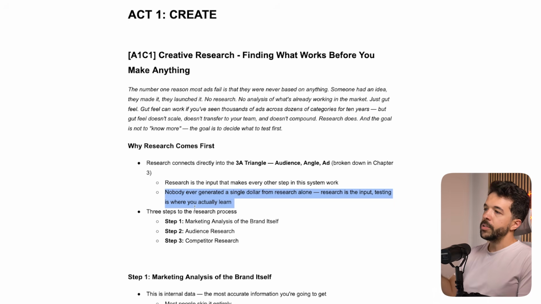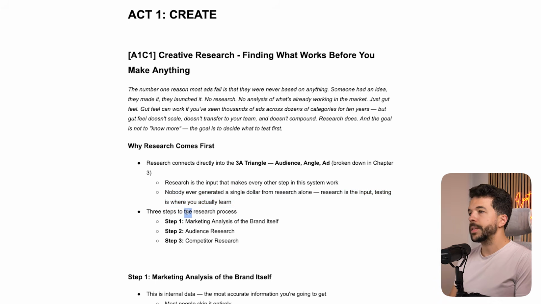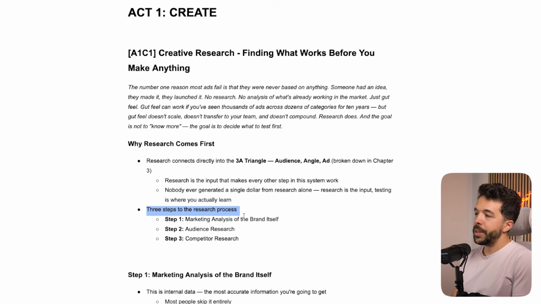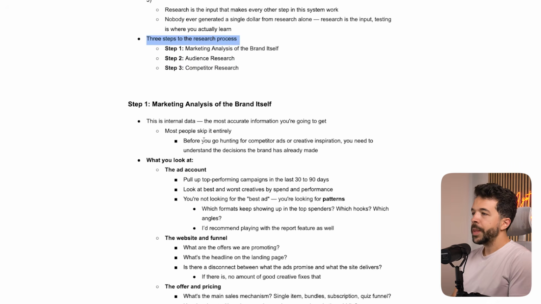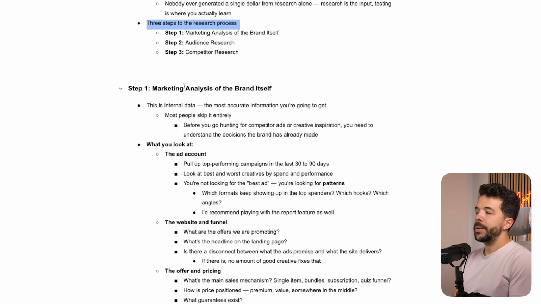So let's understand research, very important. It's not how we make the money. We really need to act and to take action and to spend money on ads, unfortunately, but it is how it works. So at 99 Ads, we divided the research process into 3 steps. The first one is marketing analysis of the brand itself. Step 2 is audience research, and step 3 is competitor research. So let's start with step number 1, marketing analysis of the brand itself.